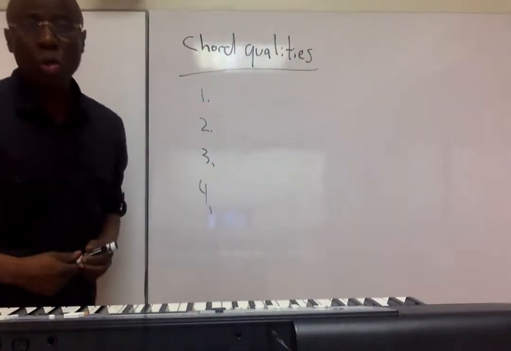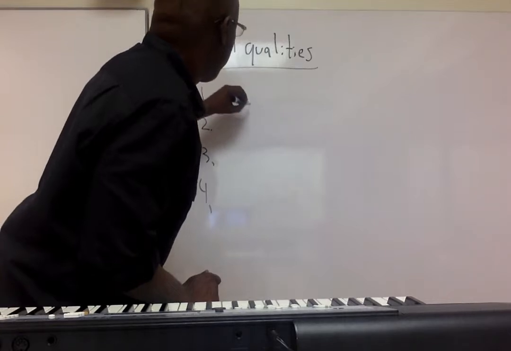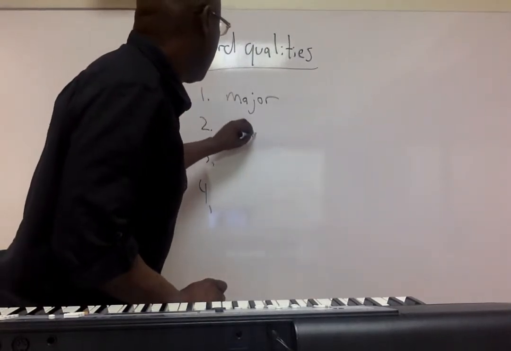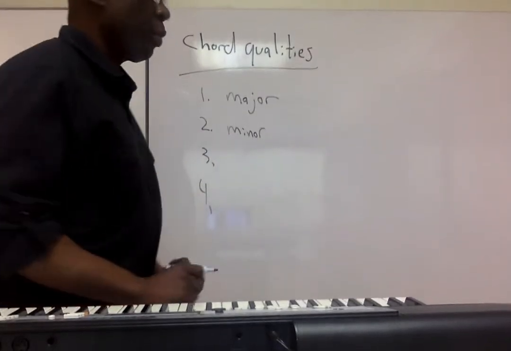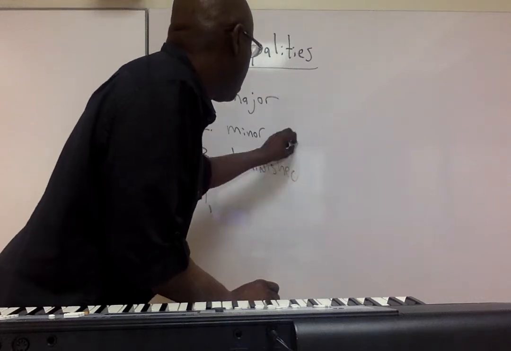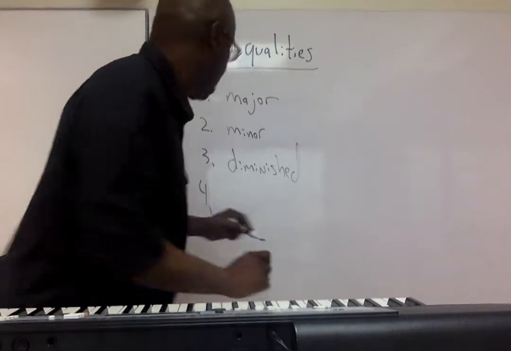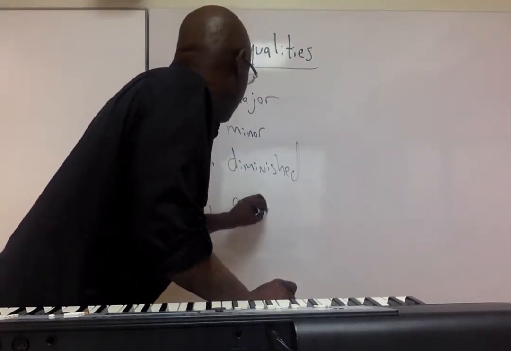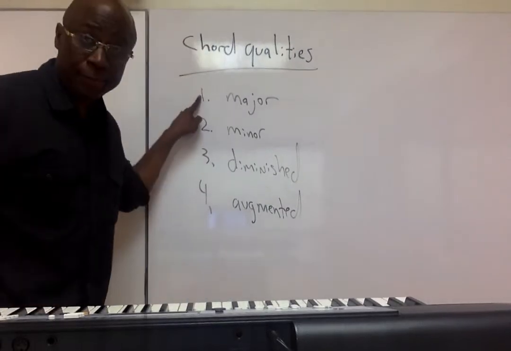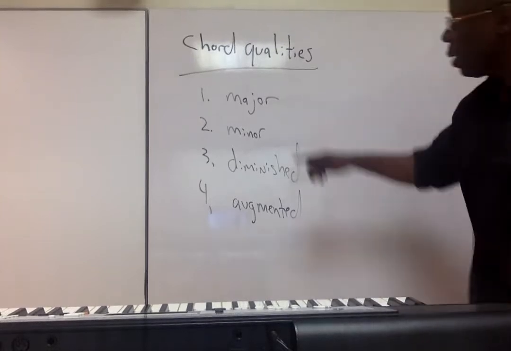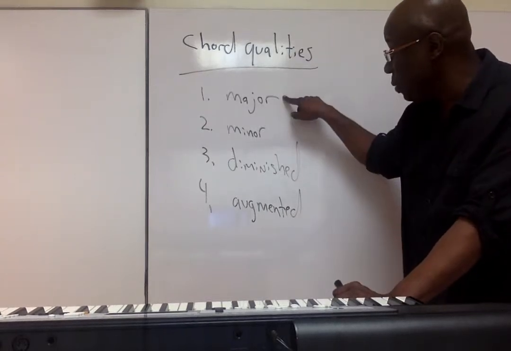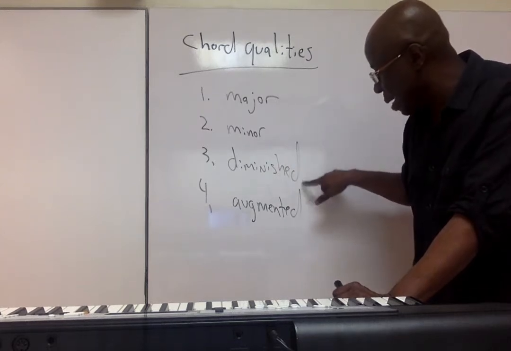Okay? So the first chord quality is major. The second chord quality is minor. The third is diminished, and the fourth is augmented. So we have major, minor, diminished, and augmented.